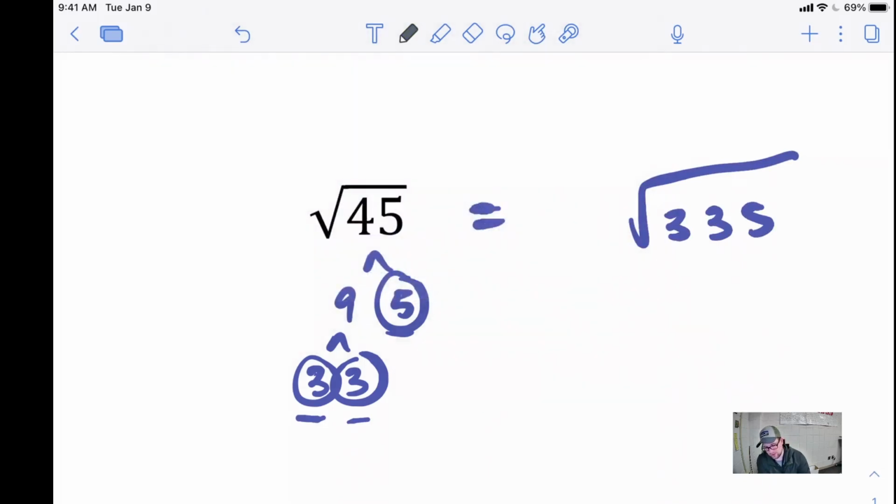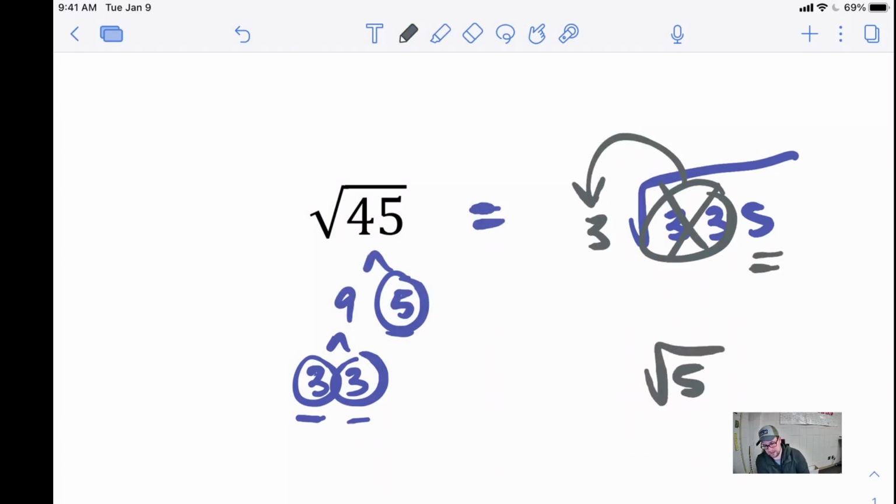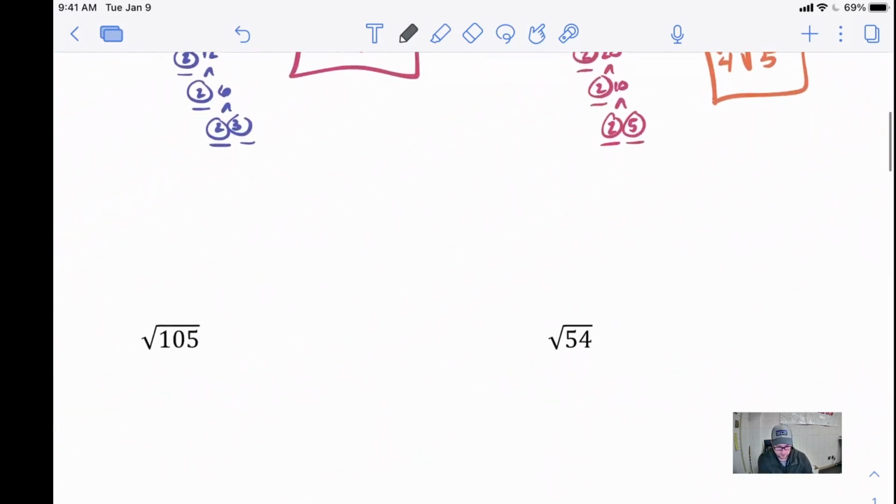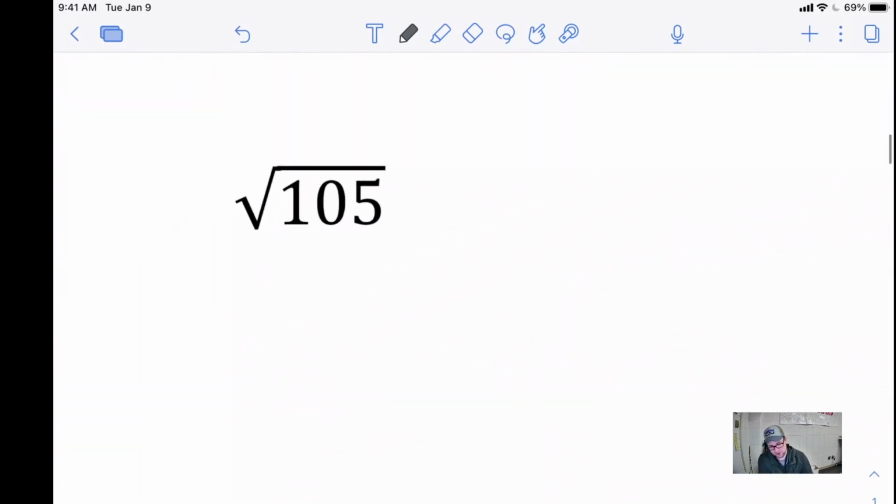So 2 3s, we get to pull 1 3 to the outside. These are going to be gone now. So what's the only thing left inside? The 5. And on the outside, I only had the 3, so I didn't even need to multiply this time. So that's my final answer. Cool. Let's pick up the pace now that we've done a few more. So 105.